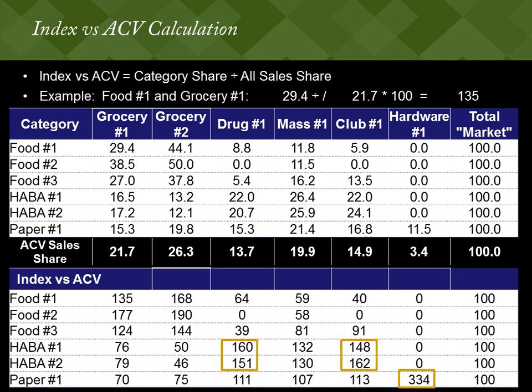The index versus ACV number in isolation would make you think that the drug retailer is highly underdeveloped in the food categories, hardware is highly developed in paper, and club is highly developed in the HABA categories because these numbers are so high relative to that 100 kind of middle ground for index. But this isn't the case. The index is driven by the categories that they do or don't carry. If you want to further understand how to correctly interpret these index versus ACV numbers, make sure that you go and watch my video that I did last week on index and interpreting index.